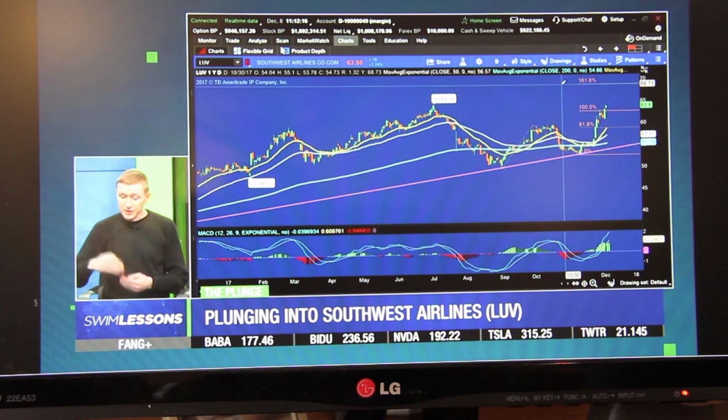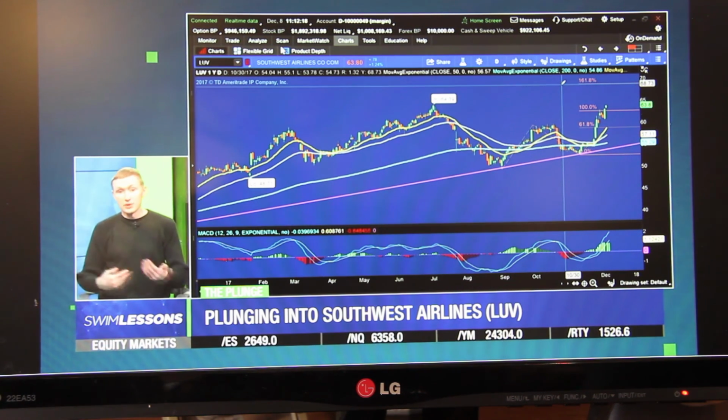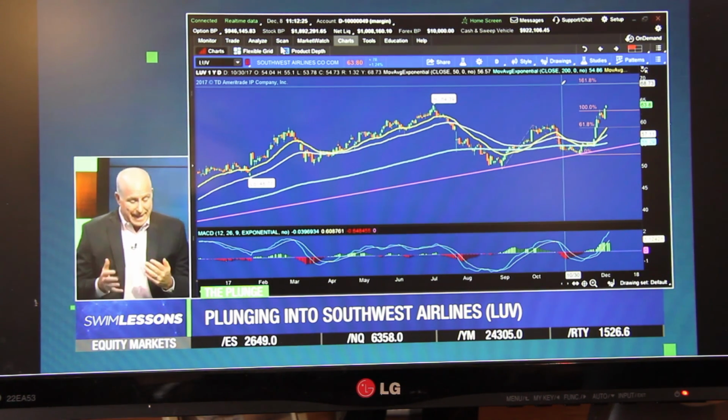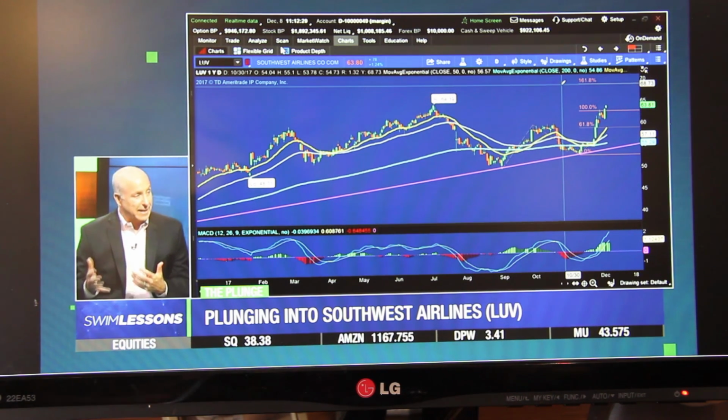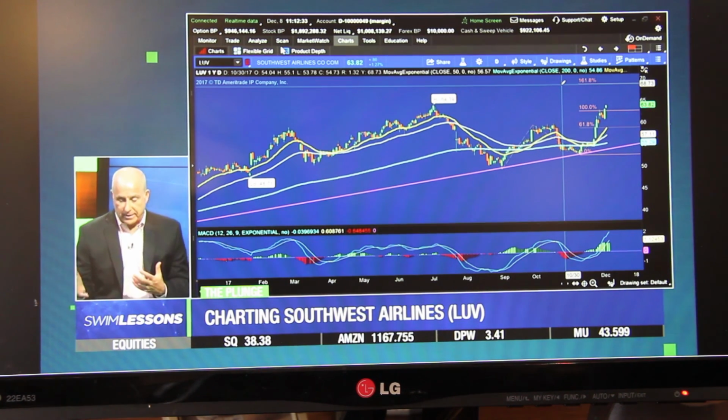That would be a potential resistance point that we can project based off of that Fibonacci extension. So that is somewhat lining up. It's close to lining up with the strikes that I have chosen. And we have an iron condor chosen in Southwest Airlines today that we're going to work on.